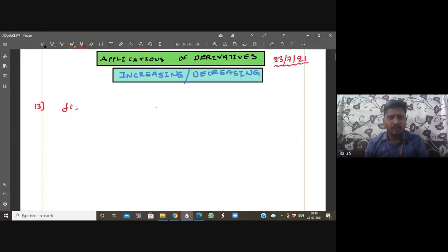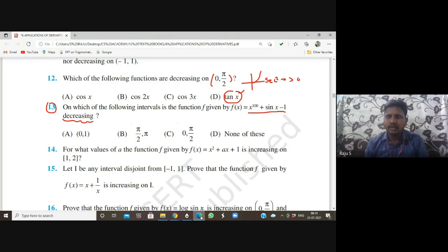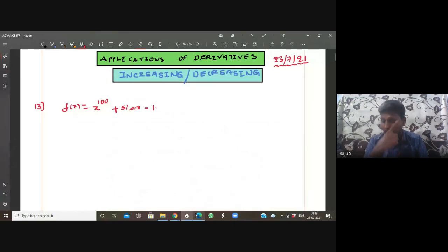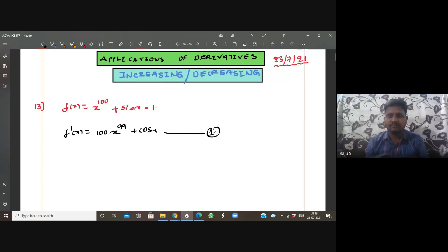Okay, f of x is equal to x to the power of 100 plus sine x minus 1. So this is the given function. The first subdivision is 0 comma 1. Before that we have to differentiate this. f dash of x is equal to 100 times x to the power of 99, sine x derivative is cos x, minus 1 derivative is 0. Let us take this as equation 1.